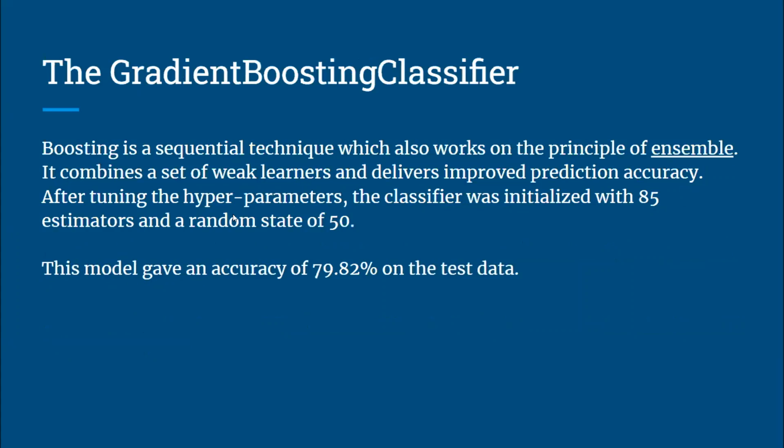Then we moved on to the gradient boosting classifier. Gradient boosting is a sequential technique that also works on the principle of ensemble, as in the random forest. It combines weak learners to deliver improved accuracy. So after tuning hyperparameters, we initialized this classifier with 85 estimators and also a random state of 15. This model gave an accuracy of 79.82% on the test data.